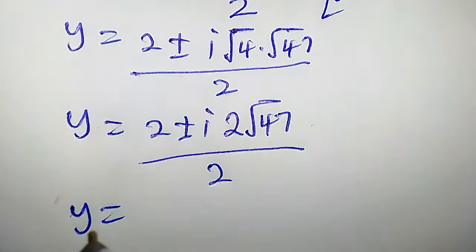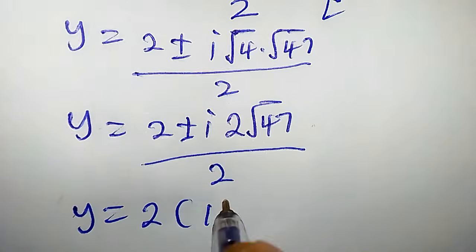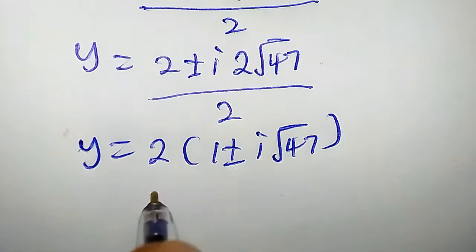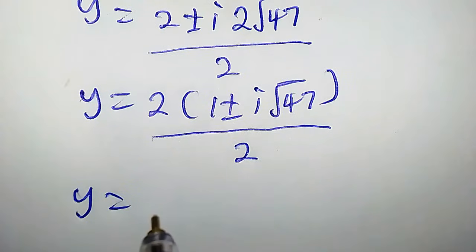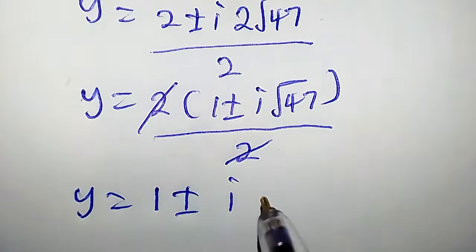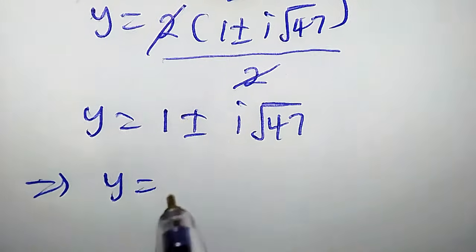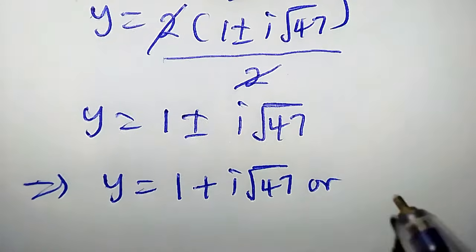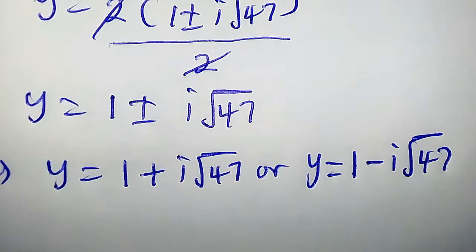What do you notice here? You will notice that 2 is common. We can factor it out. So that will be 2 into 1 plus or minus i times square root of 47, divided by 2. y equal to, clearly 2 cancels 2. We are left with 1 plus or minus i times root 47. This implies that y is either equal to 1 plus i times root 47, or y is equal to 1 minus i times root 47.